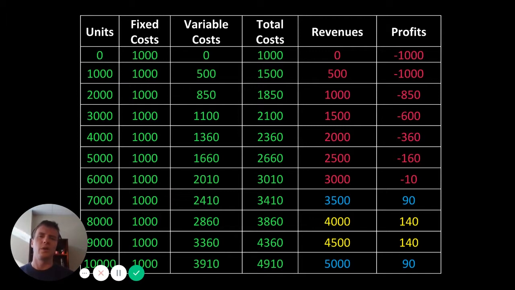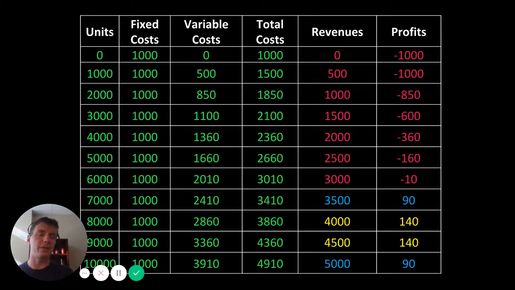So 0 for the first line. For the second line, we get 50 cents for every unit we produce, 1,000, so we get $500, and so forth and so on. Profits, again, are revenues minus total costs. Again, at certain levels of production we are taking a loss. We have negative profits all the way from 0 units of production through 6,000. But at 7,000, we start to make a profit. And what you can see is that profits are actually maximized when we're producing between 8 and 9,000 units.